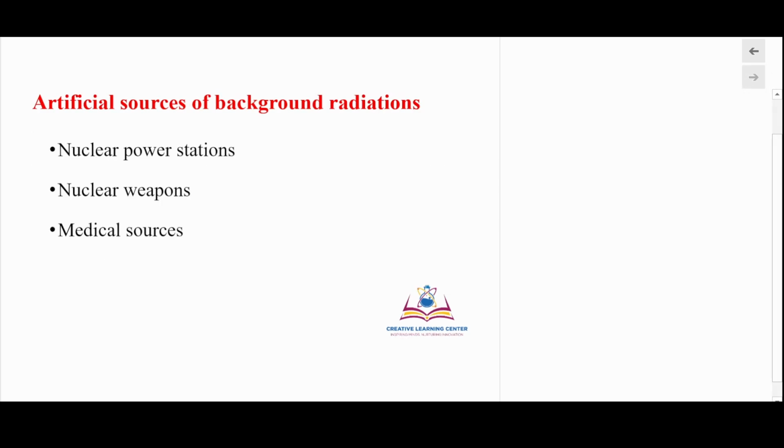If you look at the artificial sources of background radiation, we shall talk about nuclear power stations, nuclear weapons, medical sources, and so on and so forth. But most of these are useful in our daily lives, as we shall see how they work out and how they assist us in life.